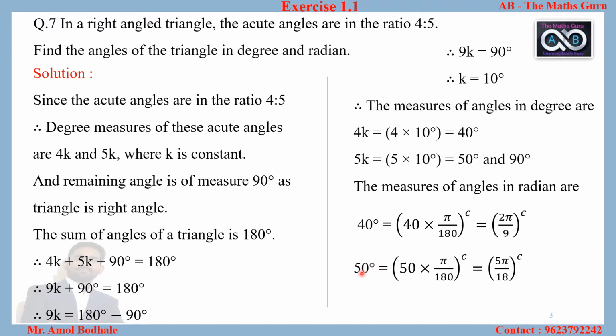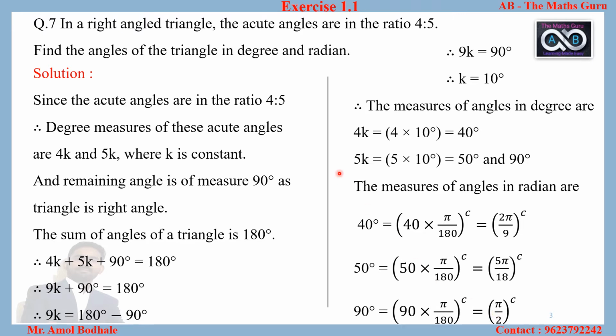Second angle, which is 50 degree. To convert this 50 degree to radian, we will multiply by pi upon 180. Zeros cancel, so we get 5 pi upon 18 radian. And the third angle, which is 90 degree. To convert this 90 degree to radian, we multiply by pi upon 180. So here 90, zeros cancel, 9 2s are 18, so it will be pi by 2.